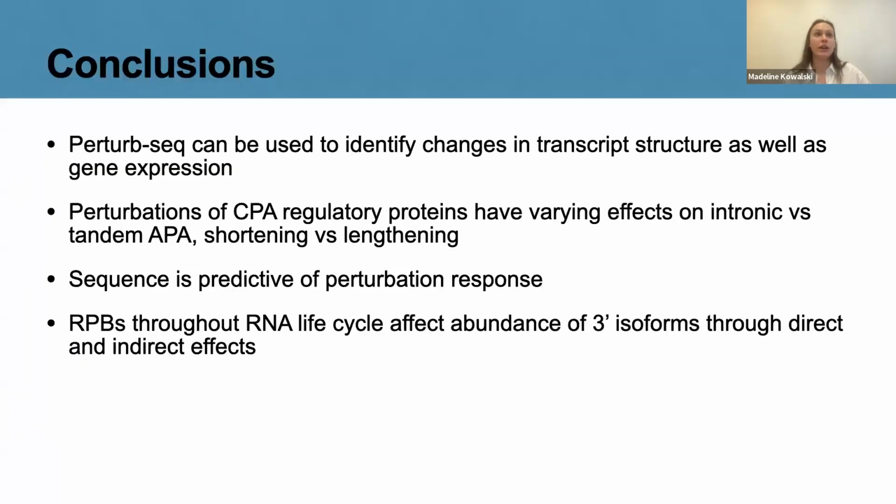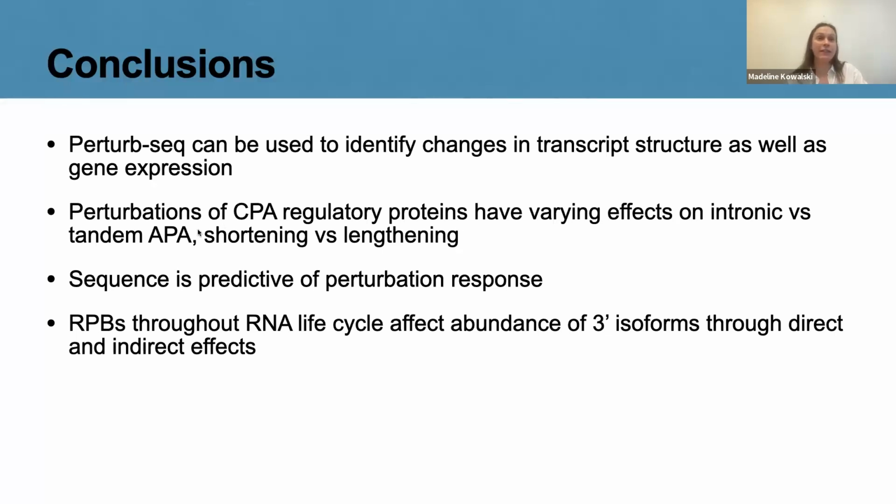And in conclusion, I hope that we've showed you that Perturb-seq can not only be used to investigate how gene expression changes in the context of different perturbations, but we can also use this to identify changes in transcript structure. We identified that perturbing these CPA regulatory proteins has varying effects on both intronic and tandem alternative polyadenylation, as well as 3' UTR shortening versus lengthening. And this was related to downstream changes in gene expression.